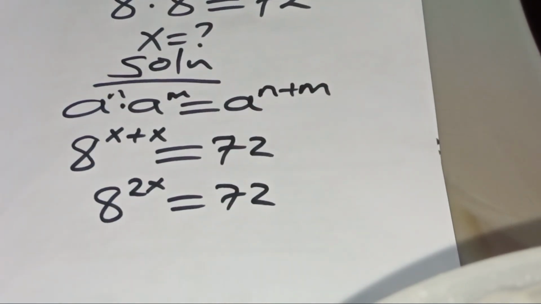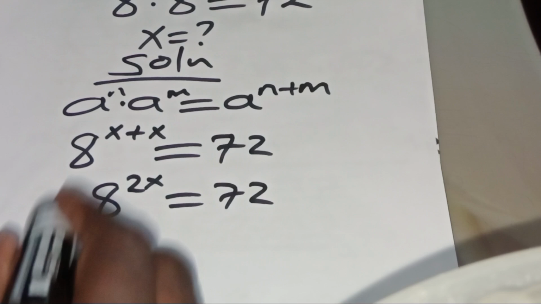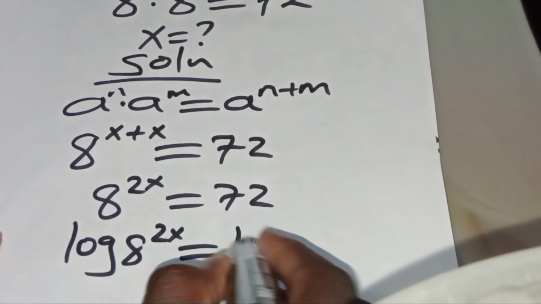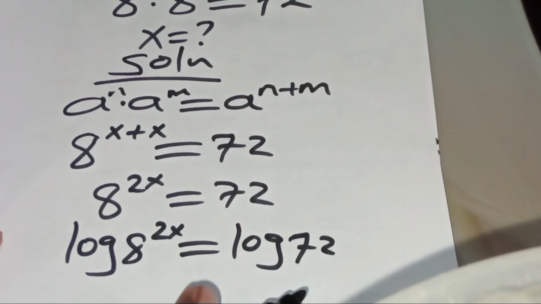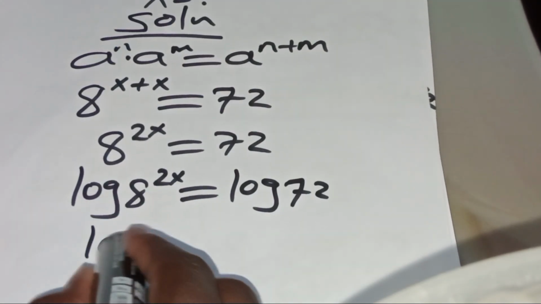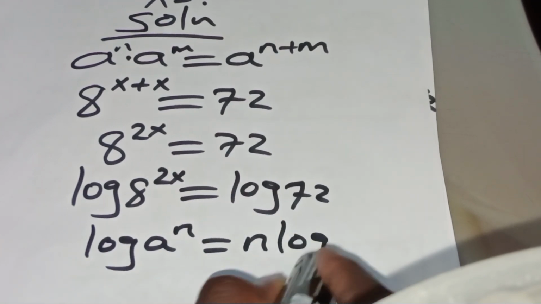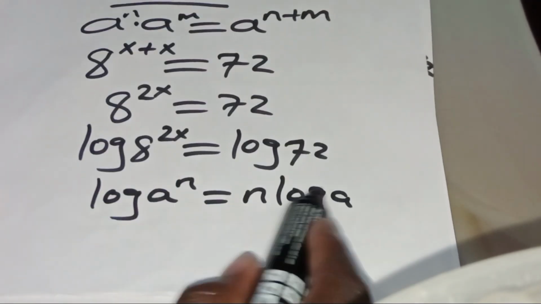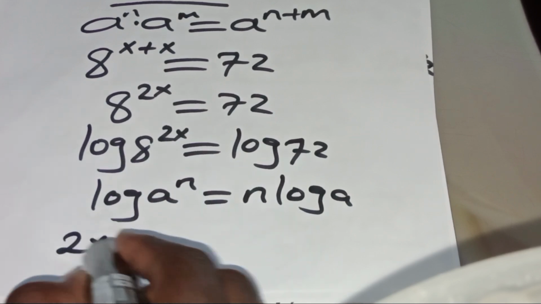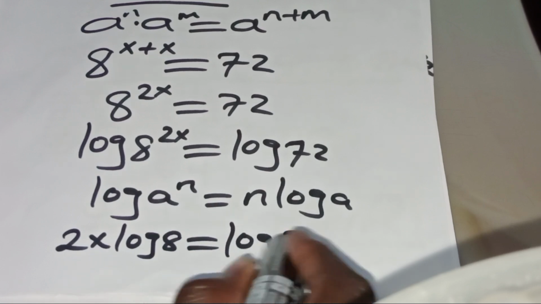Now to solve for the value of x, we introduce the natural logarithm on both sides as follows. This is log 8 to the power 2x equal to log 72. You find that log 8 to the power 2x is in the form of log a to the power n, which we can express as n log a. Applying this power rule, log 8 to the power 2x becomes 2x log 8, equal to log 72.